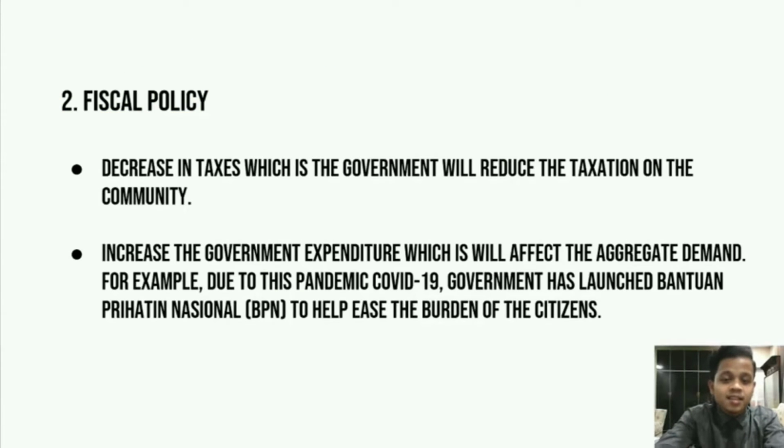Secondly, the government has also applied fiscal policy. There are two tools of fiscal policy used to control unemployment. First is decrease in taxes, where the government will reduce the taxation on the community. Second is increase in government expenditure, which will affect the aggregate demand.